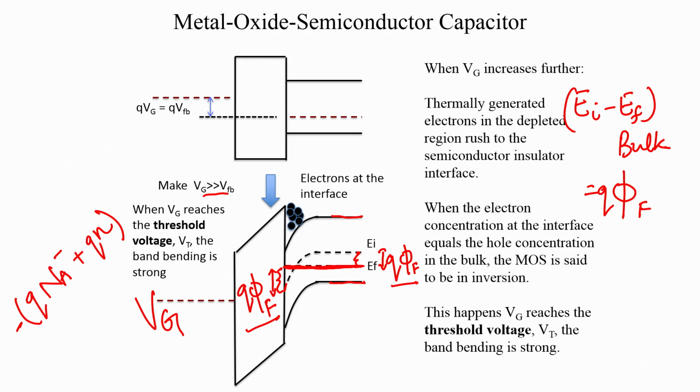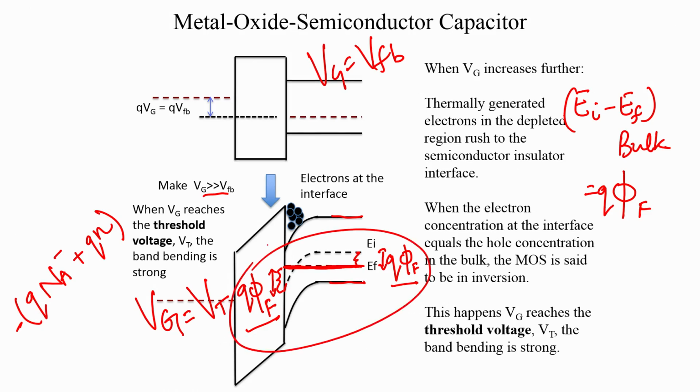Just like how we defined a flat band voltage, when the gate voltage equals the flat band voltage, the bands become flat. So, when Vg was equal to Vfb, the bands became flat, and when Vg is equal to the threshold voltage, you have this condition here. The threshold voltage is given by a special symbol Vt, and it is an important modeling parameter.